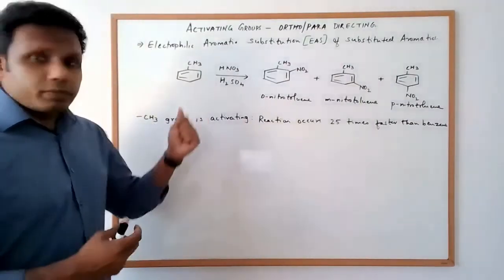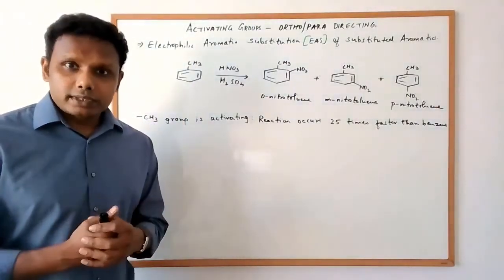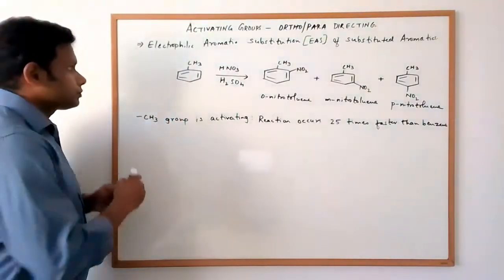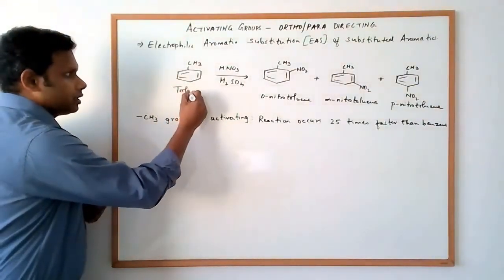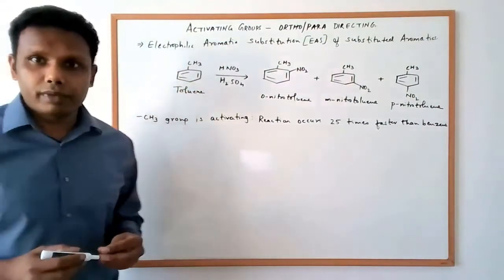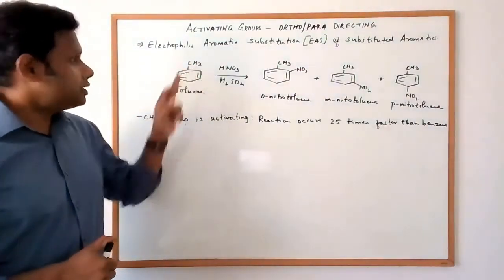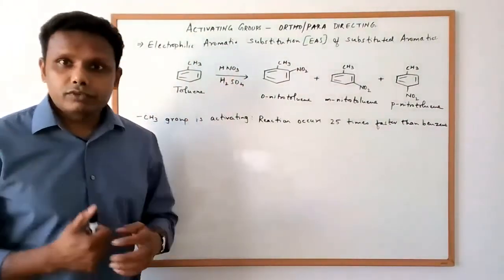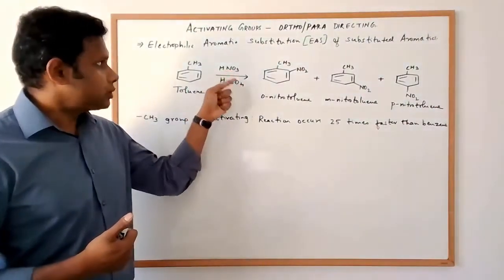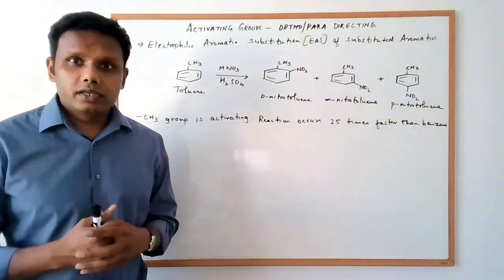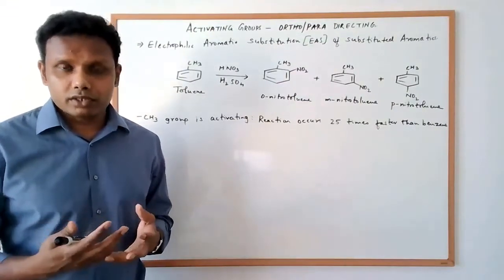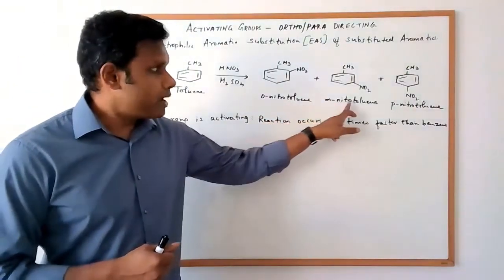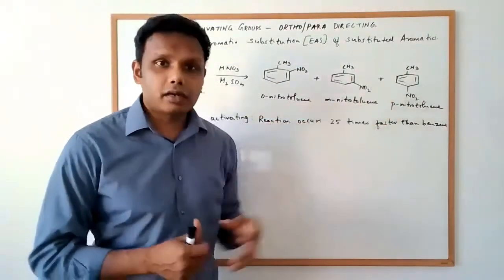So for the purposes of our discussion here, we're going to use two examples. The first example is the nitration of toluene. Toluene is an aromatic compound based on benzene, which contains the methyl group as a substituent. So if we do a nitration of toluene using nitric acid and sulfuric acid, we can expect three possible products here. We can get the orthonitrotoluene, metanitrotoluene, or the paranitrotoluene.